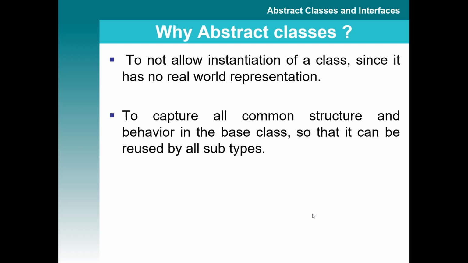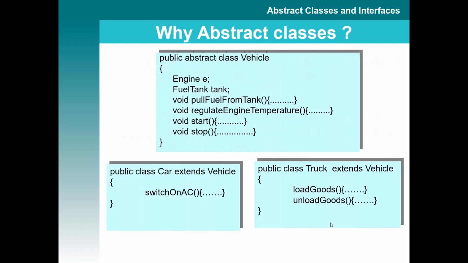I could have used even a non-abstract class, or concrete class as we call them, to capture all the common structure and behavior in a base class. But if the class was not abstract, then you can instantiate it. Now, let's try and understand this a little better. Let's say we have a hierarchy like this. We have a class called Vehicle, which provides the common structure and common behavior which is common to all types of vehicles, such as, it has an engine, it has a fuel tank, it has some internal functions like pump the fuel from the tank, and so on and so forth.